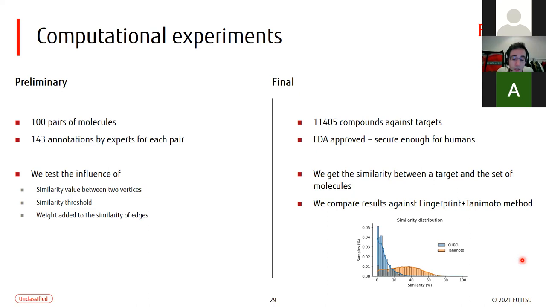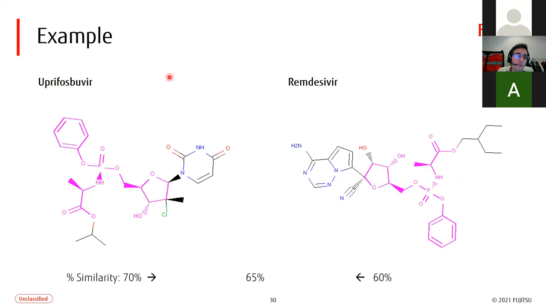Okay, and this is an example of an output of the algorithm. If we are testing the oprifosbuvir, that is a molecule approved by the FDA, against the remdesivir, what we can see is the representation of the molecules, and we can see that the magenta part of the molecules is the similar part of them. Okay, so if we rotate this enough, we can see that the structure is exactly the same. Okay, and this is the ideal case.